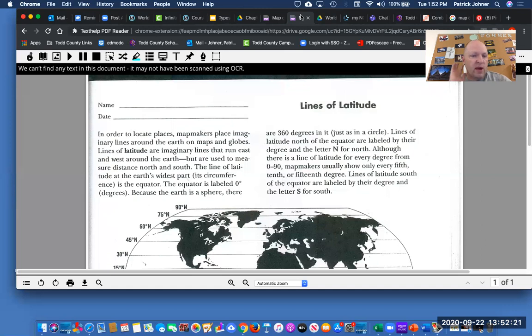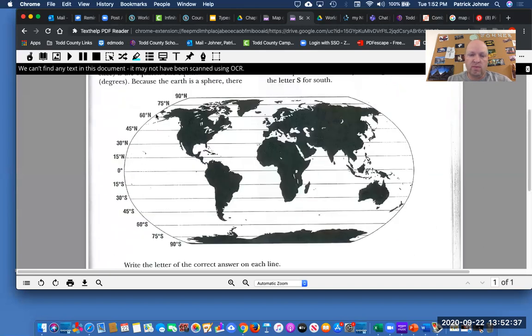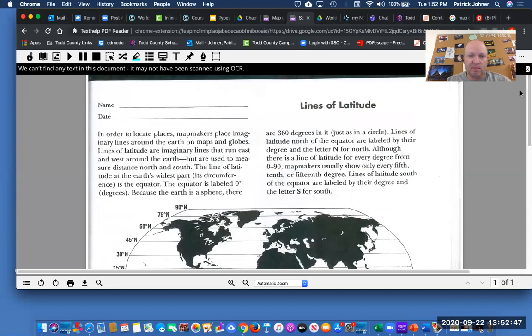It says, in order to locate places, map makers place imaginary lines. Remember, imaginary means it's made up, around the Earth on maps and globes. Lines of latitude are imaginary lines that run east and west around the Earth. So if we look, we notice that they lay flat on a map or a globe and they run east to west. But that's not how we measure them, they are measured north and south.